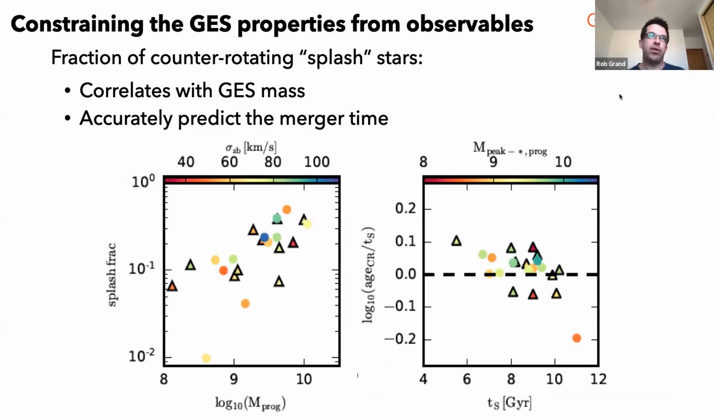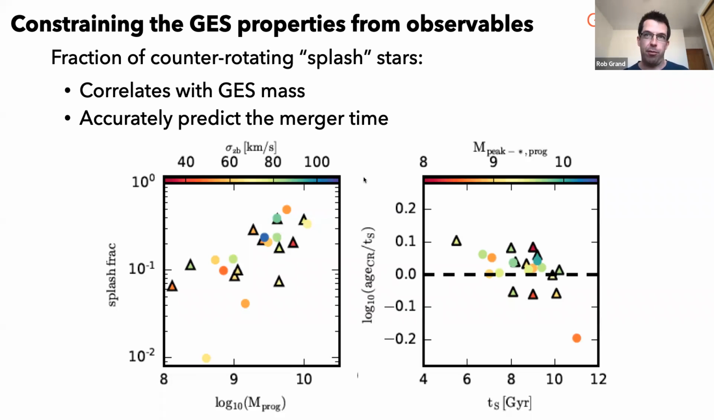So how can we constrain the properties of the GSE from these kinds of observables? Well, one thing we could try to do is look at the number of splash stars as a fraction of the total stars. If we try to quantify the fraction of splash stars that we get, and we think that the mass of the progenitor will cause more damage to the disk and increase the fraction of splash stars, we do see in the simulation suite a trend, albeit with quite a bit of scatter, that bears out that expectation, where more massive progenitors would increase the fraction of stars on counter-rotating orbits or splash orbits.